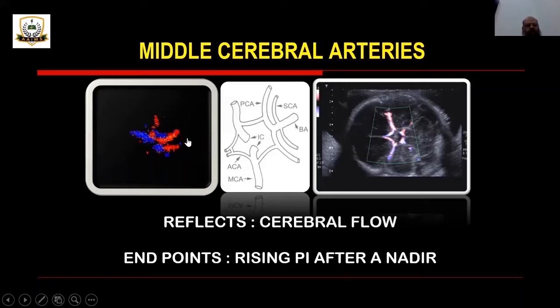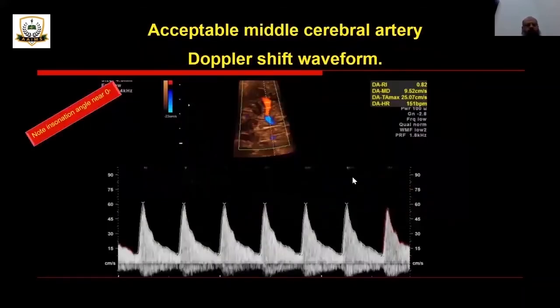This is on 3D power Doppler. Here is 2D with power Doppler. And we can easily find these vessels, not difficult to locate. The insonation angle is important. Although the indices are not angle dependent, velocities are dependent on angles, but we try to keep it near 0.